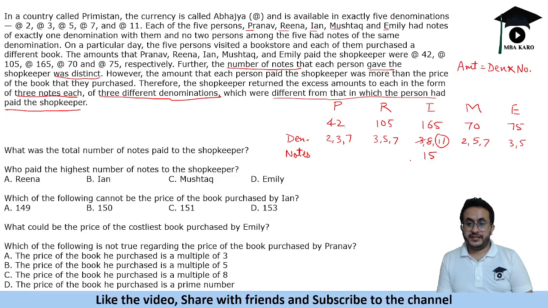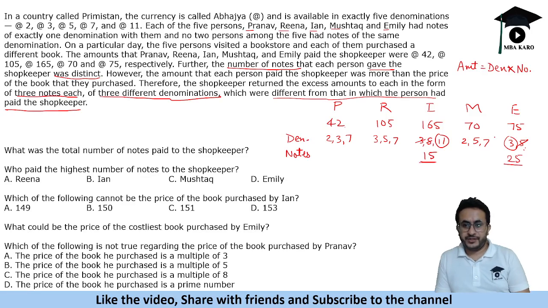this person has to have 11, right? Now it is given that the number of notes that each person gave was distinct. Now no one else can give 15 notes to the shopkeeper. Okay, so now if you see 3 and 5, if you take 5, it will be 5 into 15, that makes 75, but this person has already given 15 notes, so this person cannot have 5 as a denomination, hence will have 3 as the denomination, and that person gave 25 notes.